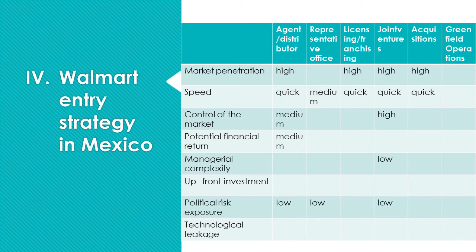Licensing and franchising, there's a high market penetration and the speed is quick. Talking about a joint venture, the market penetration is high, the speed is quick, the control of the market is high, the managerial complexity is low, the potential risk exposure is low. Of the acquisition, the market penetration is high and the speed is quick.